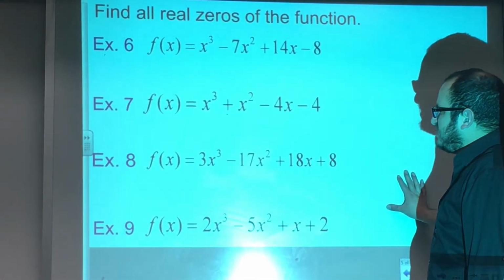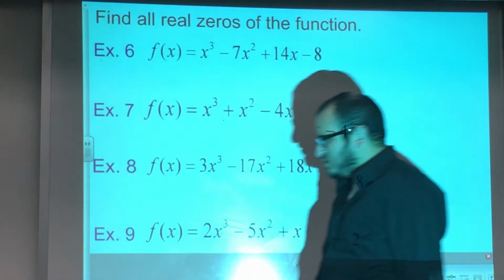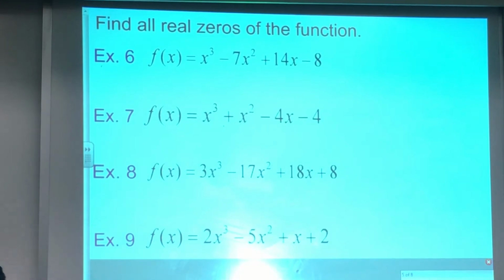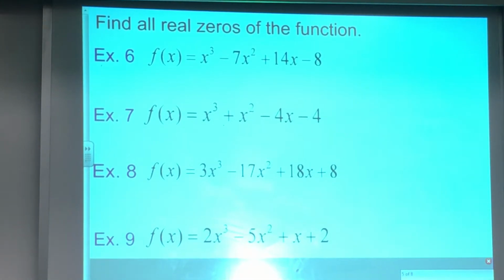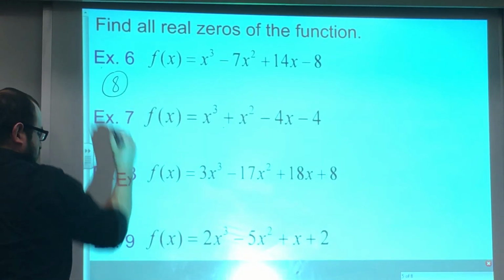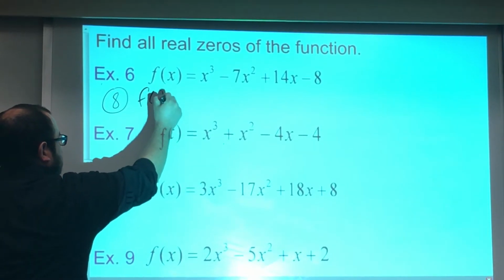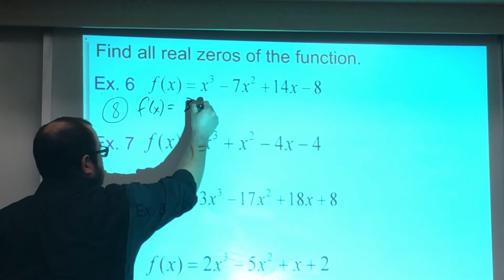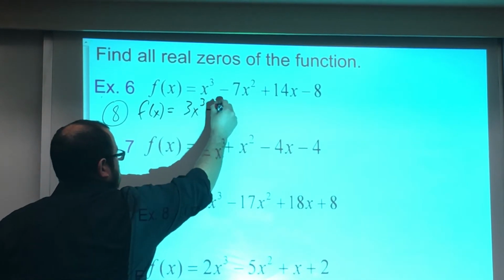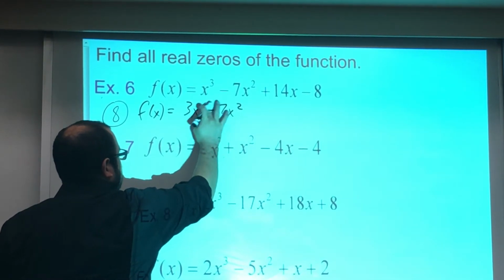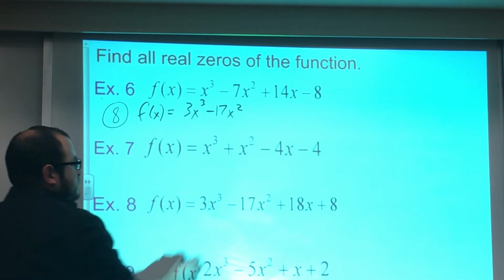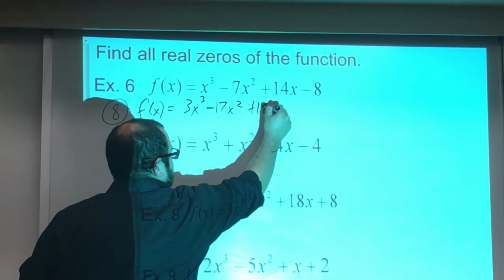All right. So that was number 6. Let me go ahead and solve one more. Let's go ahead and do number 8. So we have f of x equals 3x cubed minus 17x squared plus 18x plus 8.